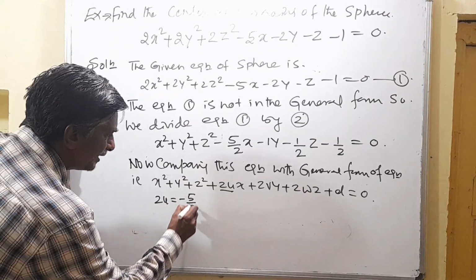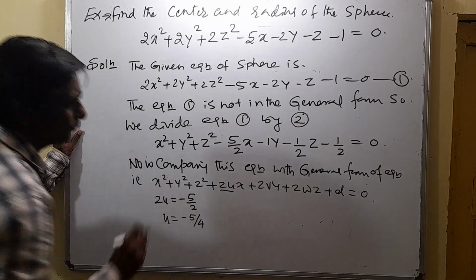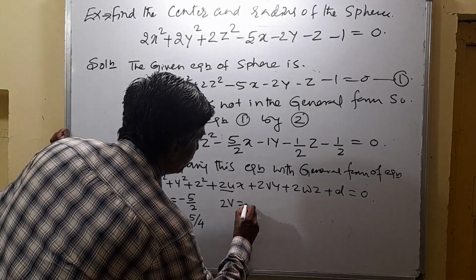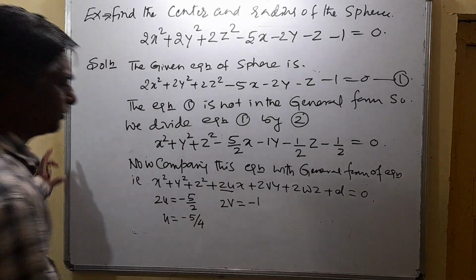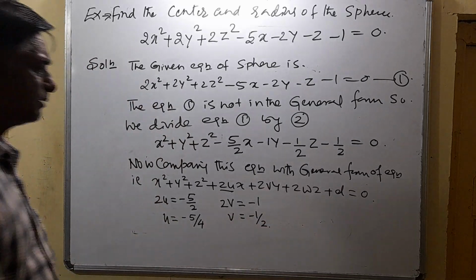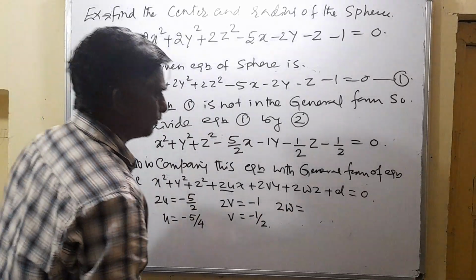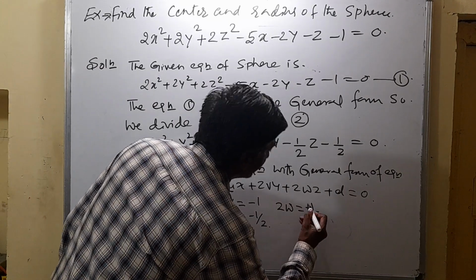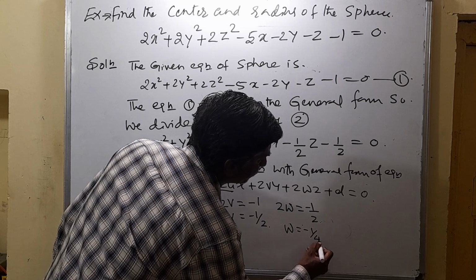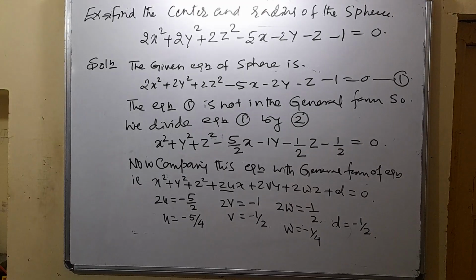2u equal to minus 5 by 2. U equal to what? Minus 5 by 4. Correct? And 2phi equal to what? Minus 1. Phi equal to what? Minus 1 by 2. Similarly, 2w equal to what? 1 by 2 minus. W equal to what? Minus 1 by 4. D equal to minus half. Clear?